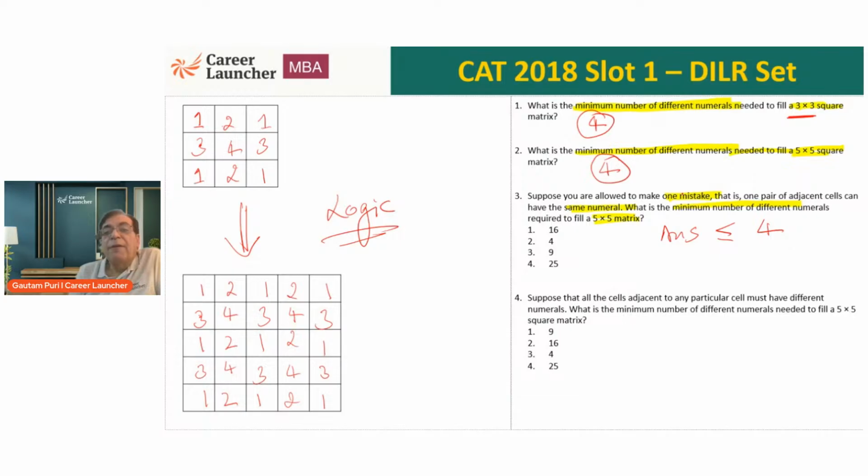Right? If I make a mistake, supposing I make this one. Obviously, it is a mistake. I am allowed to make one mistake. But because of that, the number of numerals can only reduce, it cannot go up. So that means my answer should be less than or equal to 4.